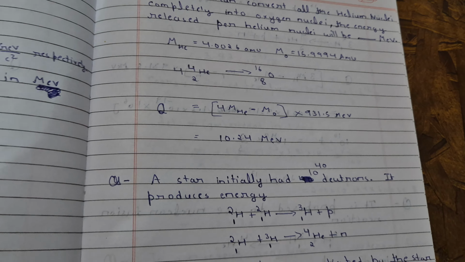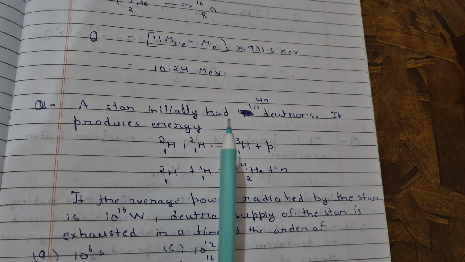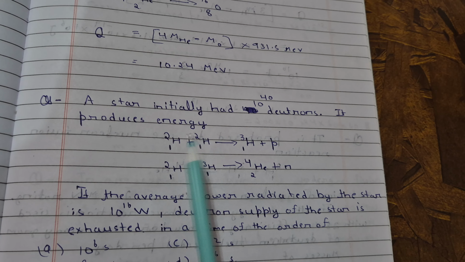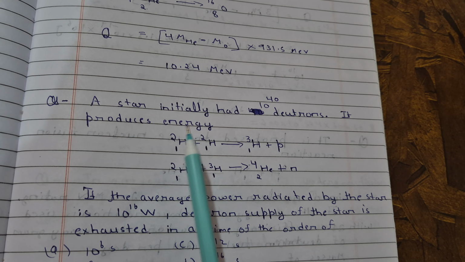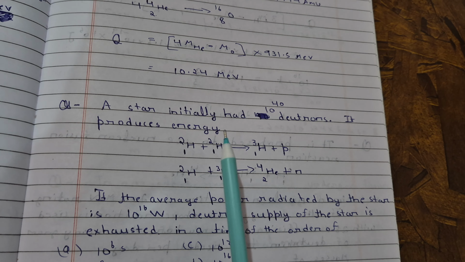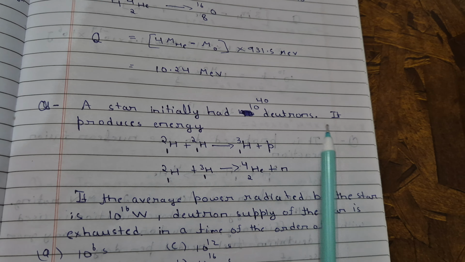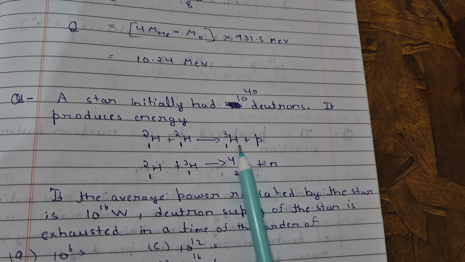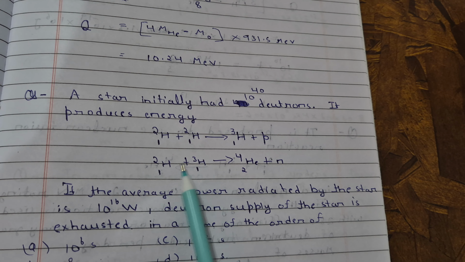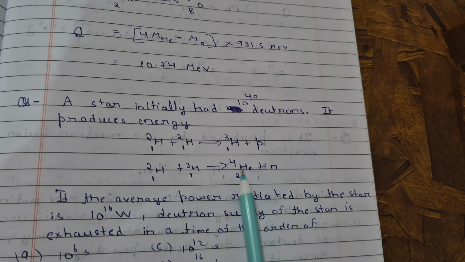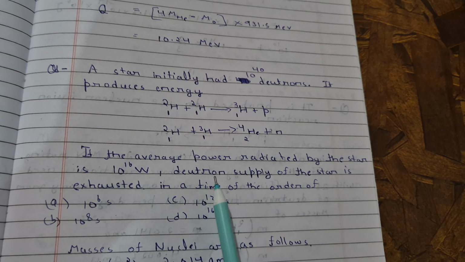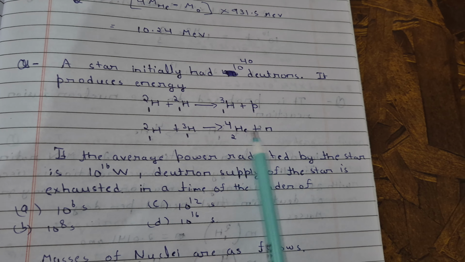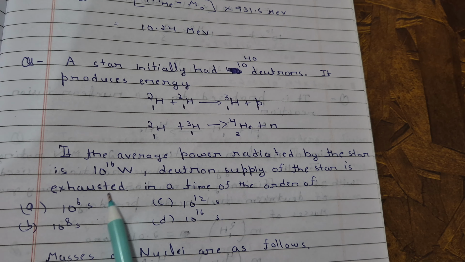Next is: a star initially had 10 to the 40 deuterons. It produces energy. Deuterons are simply hydrogen atoms which have mass number 2, meaning 1 proton and 1 neutron. These are the given reactions. That's how they produce energy: this deuteron converts into tritium 3H1 plus a proton, and this 3H1 again reacts with 2H1 giving 4He2 plus a neutron. The average power radiated by the star is 10 to the 16 watt, so by this reaction the average power radiated is 10 to the 16 watt.